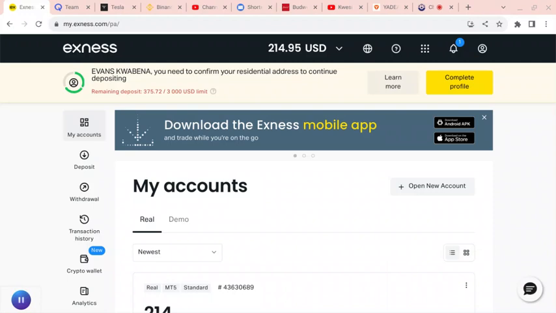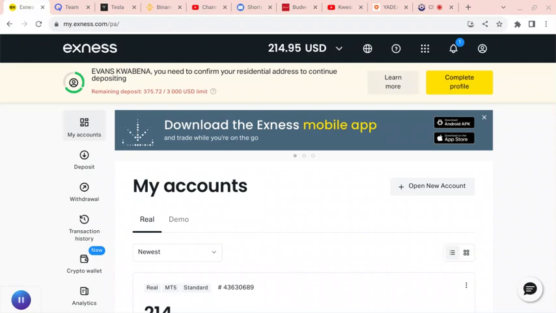So I've been receiving a lot of comments asking, bro, how can I receive Bitcoin in my Exness account? Because when you open an Exness account, it looks like it's only USDT. So today I want to show you how you can receive and send Bitcoin from Exness, or receive Bitcoin in Exness. How do we get it?